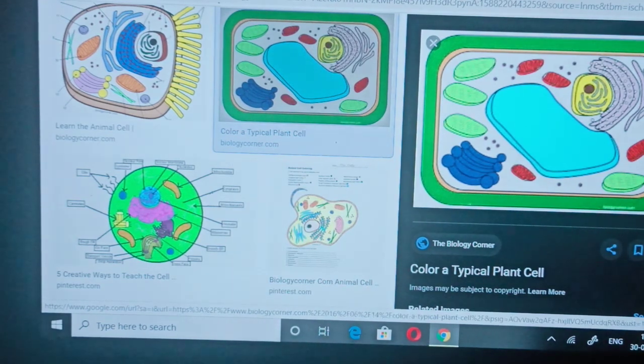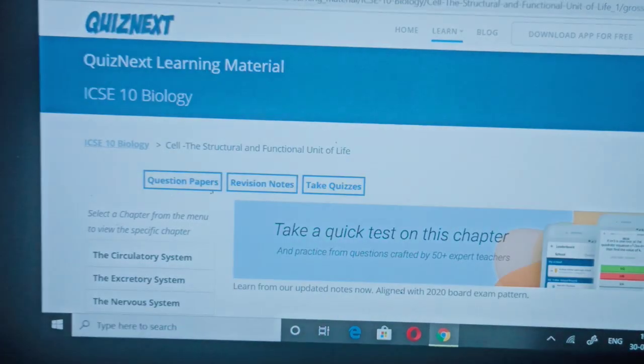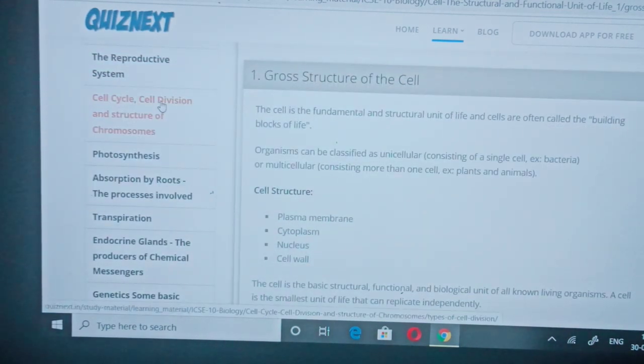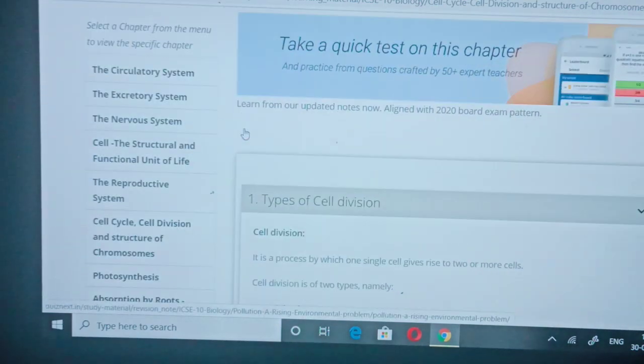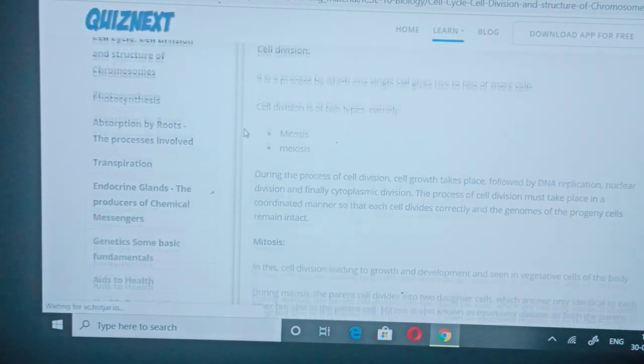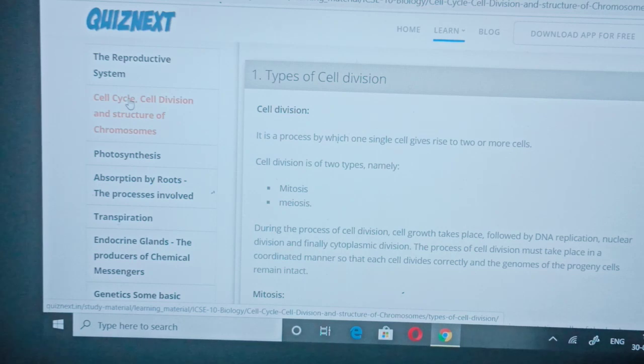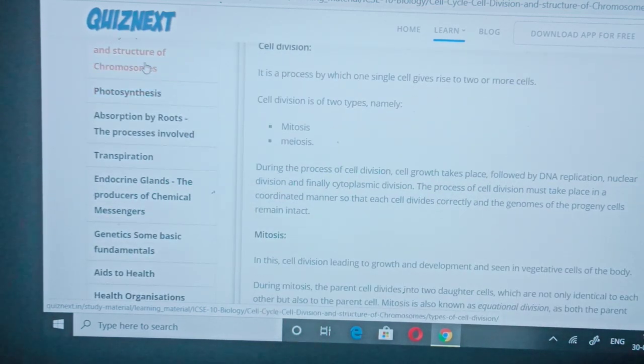Clear? Okay, let us go back to the chapter, that is chapter 2 in this session: cell cycle, cell division, and structure of chromosome. Now keep in mind, here you will be studying 3 different topics related to the chapter. Number 1 is cell cycle, number 2 cell division, and number 3 structure of chromosomes.